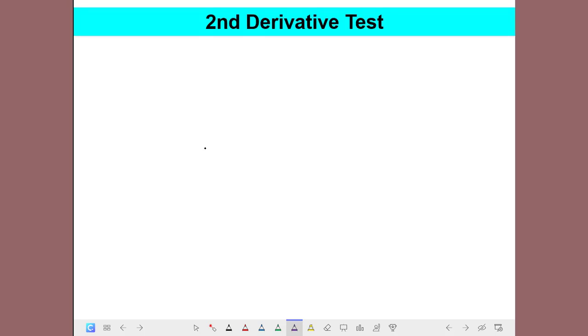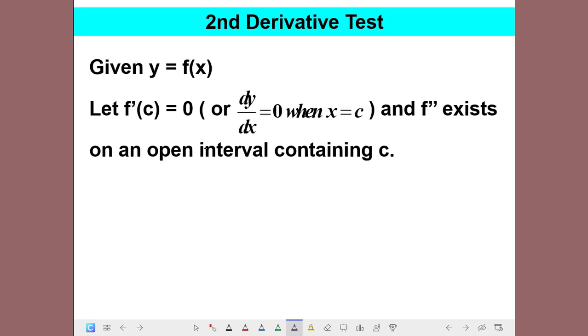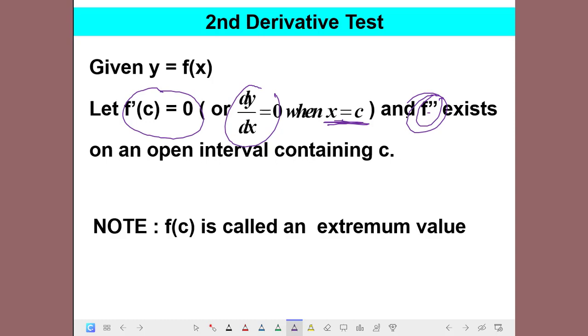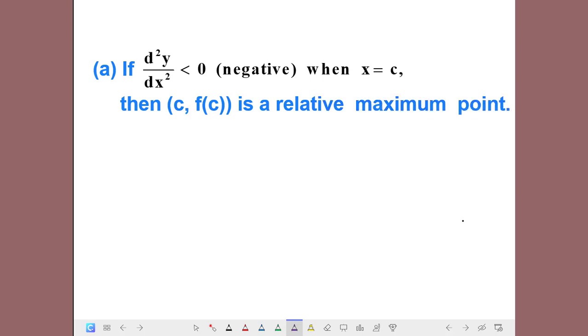Okay, for the second derivative test: given y is equal to f of x, differentiate, find f prime, and substitute C, and that gets 0. Or dy/dx is equal to 0 when x is equal to C. Then find f double prime of x, which exists on an open interval containing C. So find the second derivative, and the second derivative exists. Let's say it has some value, and we can say f of C is called an extremum value. An extremum value may be a minimum or maximum. So now we check the value of the second derivative.